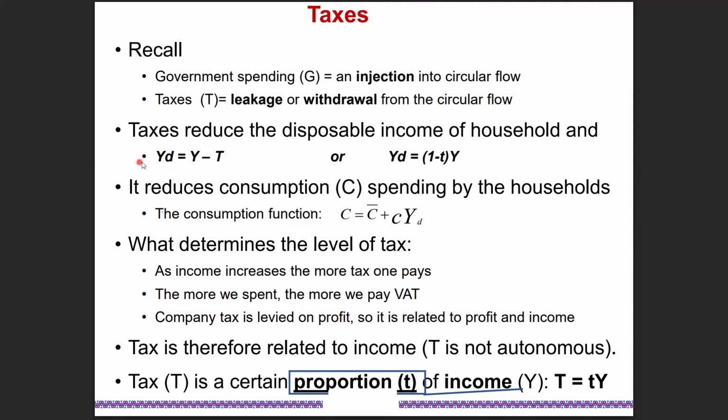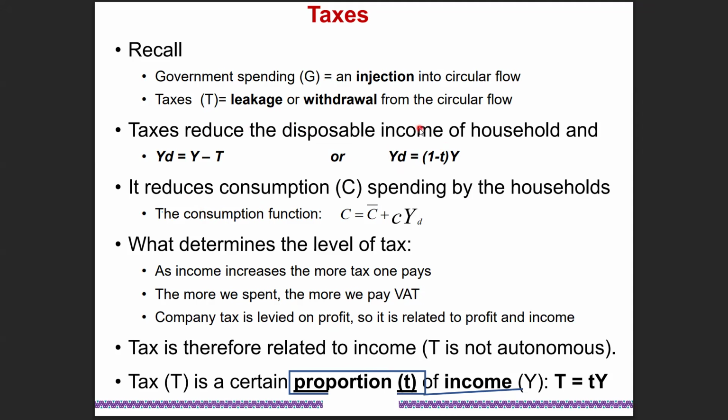Right. So to calculate disposable income, it's easy, guys. You just say your income minus taxation, you get disposable income. Right. Or you can say to get your disposable income, you say Y times (1 minus T), right? To get your disposable income.